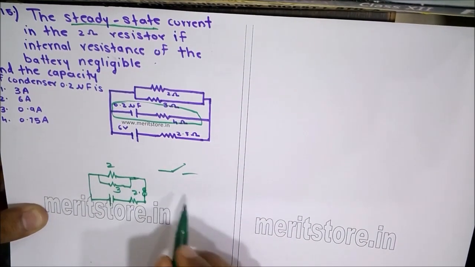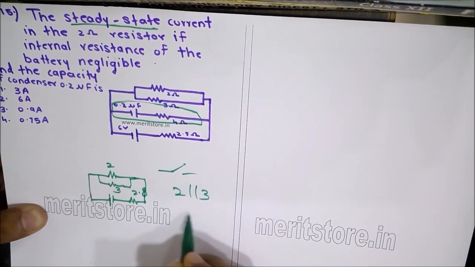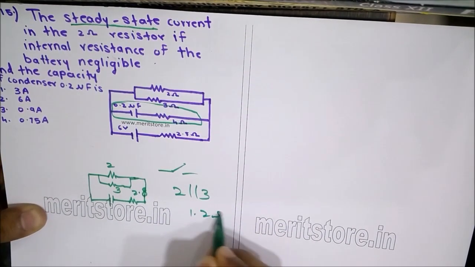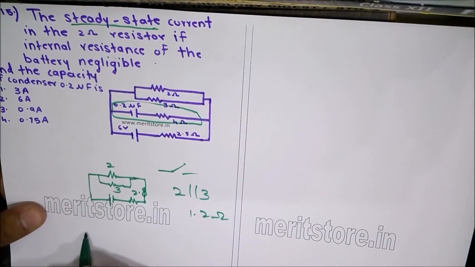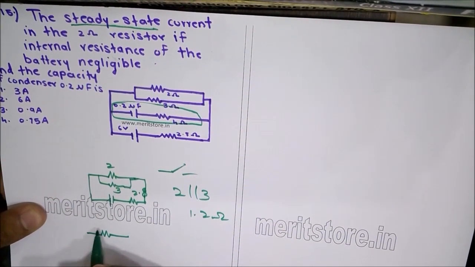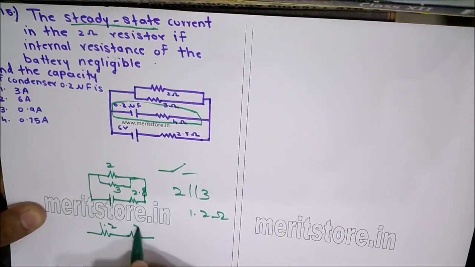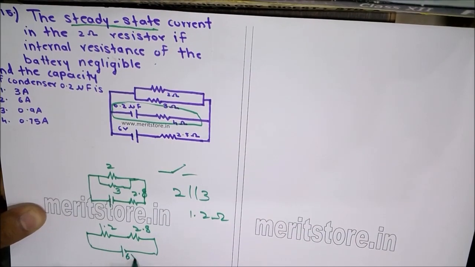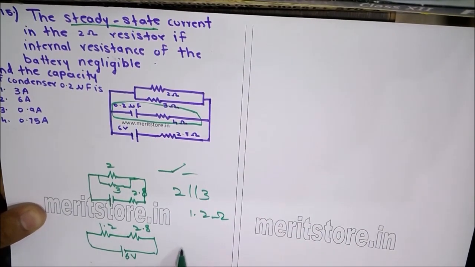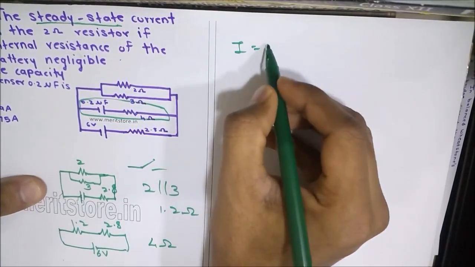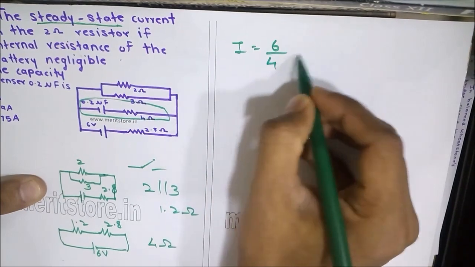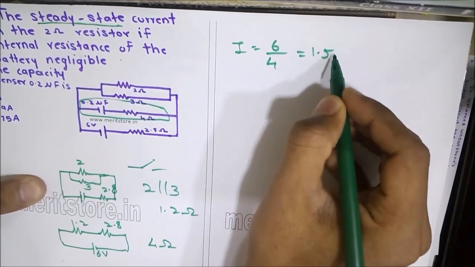So the effective resistance of 2 ohms parallel with 3 ohms is 1.2 ohms. So the total resistance in the circuit is 1.2 plus 2.8 across a 6 volts battery. So the total resistance is 4 ohms. So the current flowing through the circuit, I, is equal to 6 upon 4, which is 1.5 amperes.